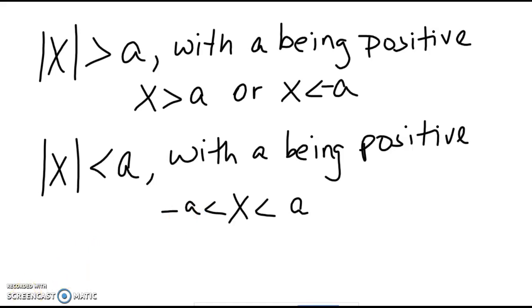Notice that with each one of these, the absolute value is isolated. So we can't have anything else with the absolute value, nothing multiplied in front, nothing added or subtracted outside of it. We have to have it isolated first before we can determine whether we're going to write this or that to help us solve.